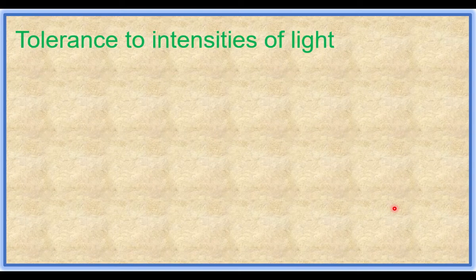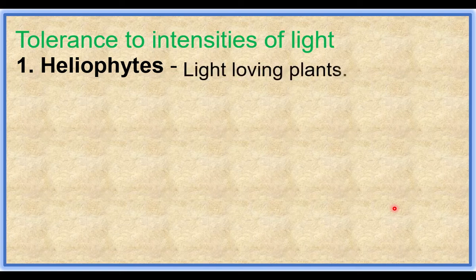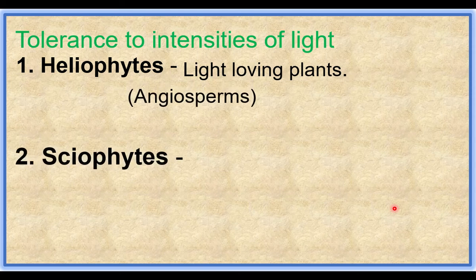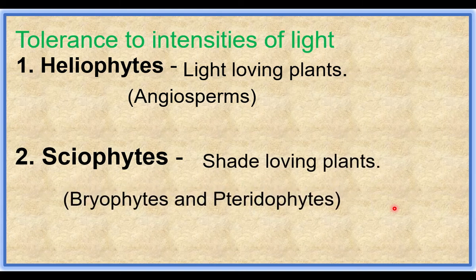Based on the tolerance to the intensities of light, there are two groups of plants. Heliophytes are light loving plants. They grow well in lighted areas, for example angiosperms. Sciophytes are shade loving plants. They grow well in shades. They are bryophytes and pteridophytes.